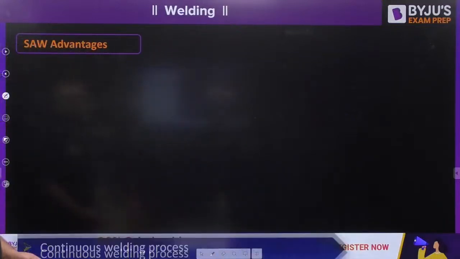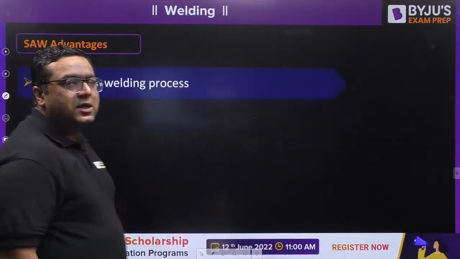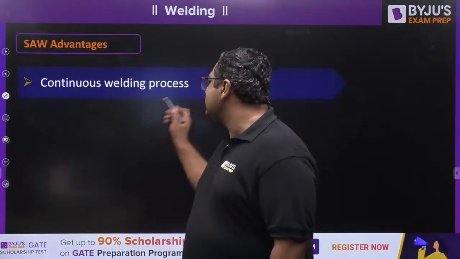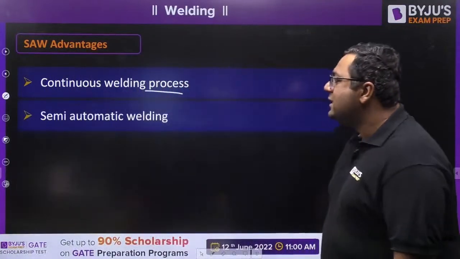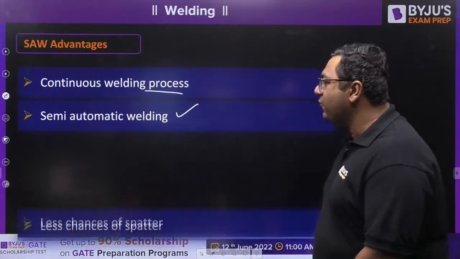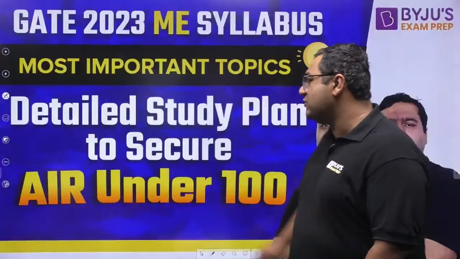And my dear, then I will be talking about the advantages. The very first advantage is it is a continuous welding process. Second is it is a semi-automatic type of welding. Third is fewer chances of spatter.